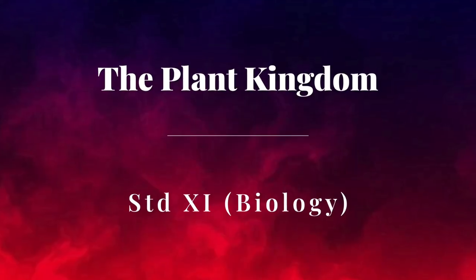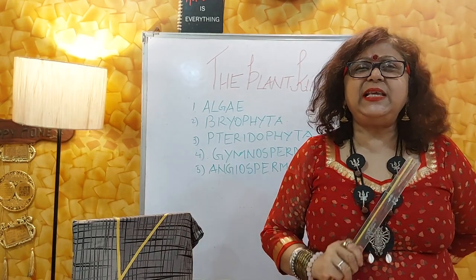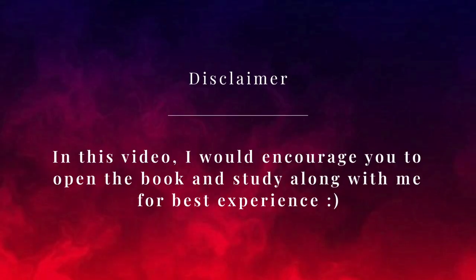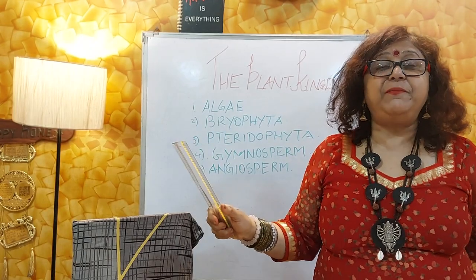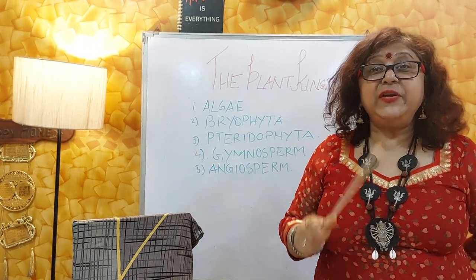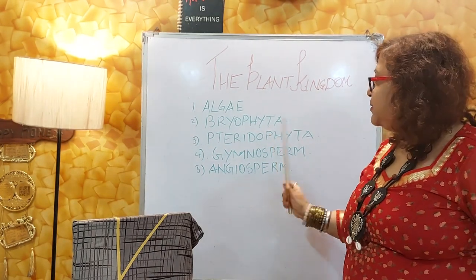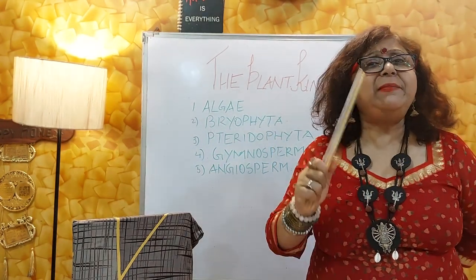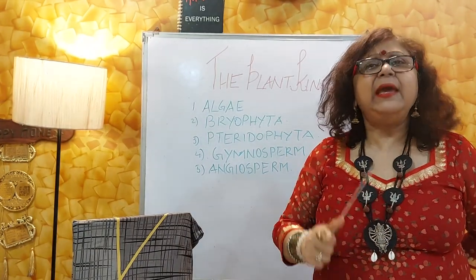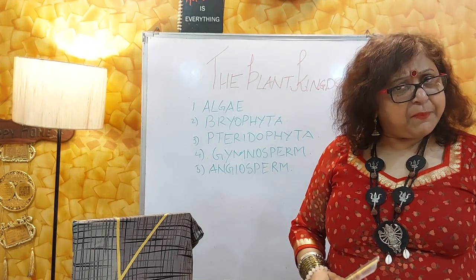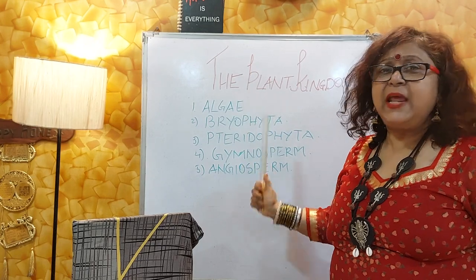Now the lesson which I start here is the plant kingdom. This plant kingdom is a very basic lesson of the NEET exam. Why? Because from here starts the broad classification of plants, which are the algae, the bryophyta, the pteridophyta, the gymnosperms and the angiosperms. I shall be dividing this video into two parts. The first part will be about algae and bryophyta, and the second part will be about pteridophyta, gymnosperms and the differences between gymnosperms and angiosperms.